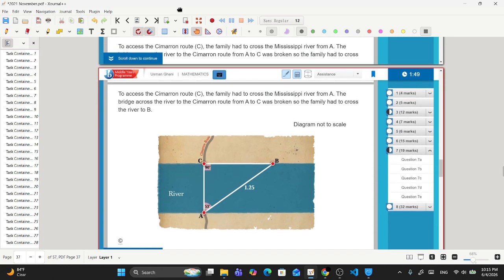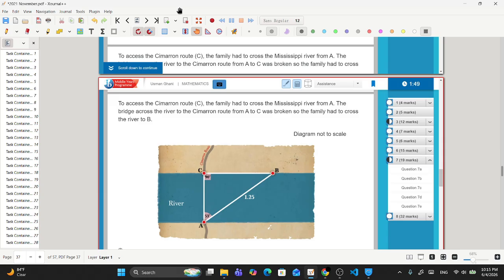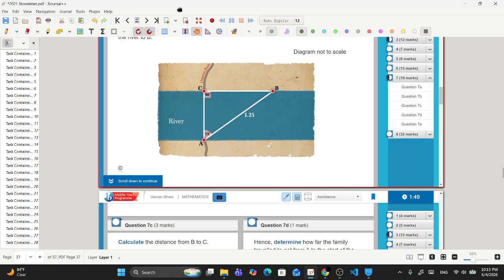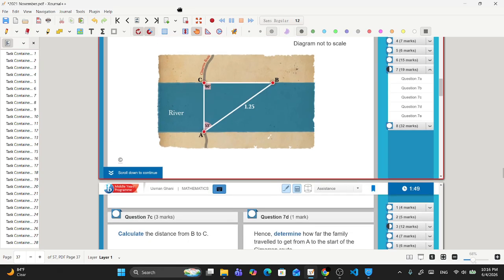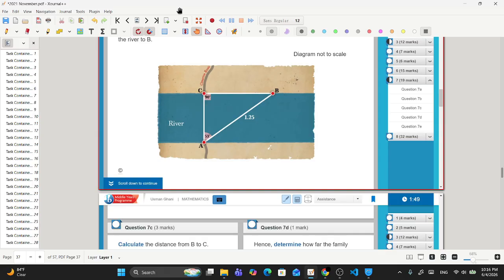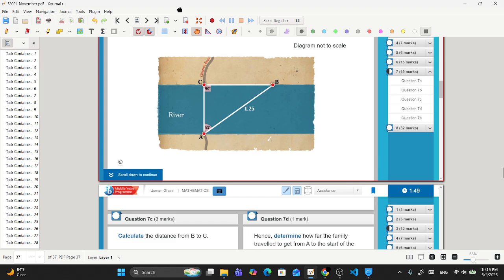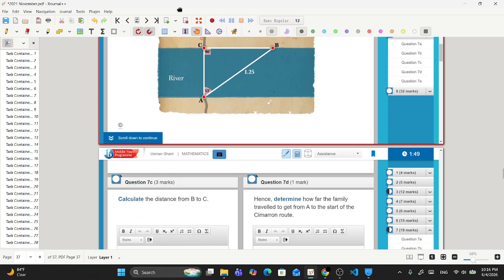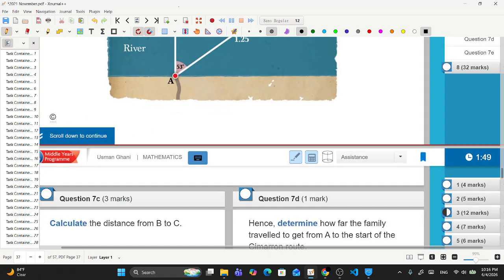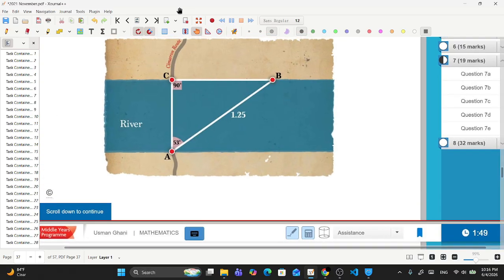Okay. To access the Cimarron route, which is C, the family had to cross the Mississippi River from A. Calculate the distance from B to C. This distance. I think this can be done through sine rule, perhaps, because the pair of angle and side is given and there is one pair which is not given. So we can write, let's say, we have to calculate BC, right?